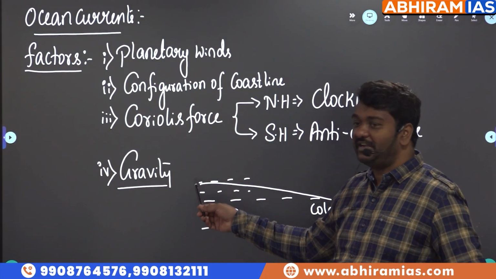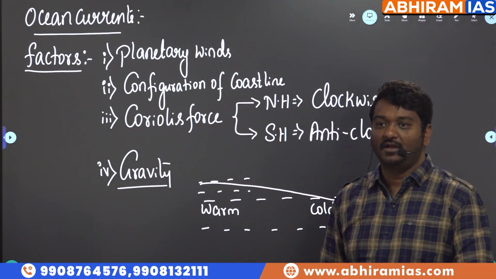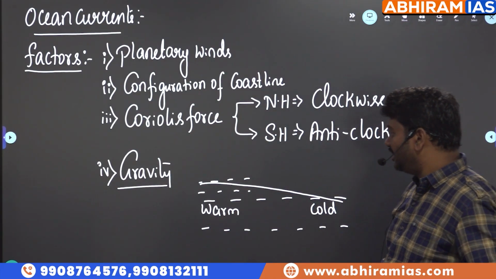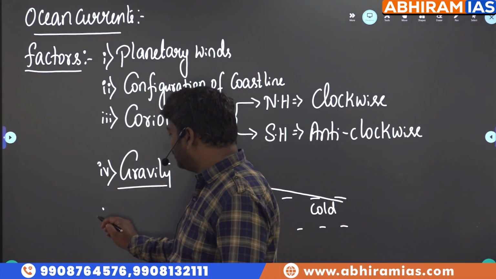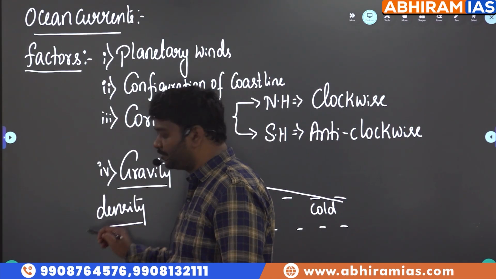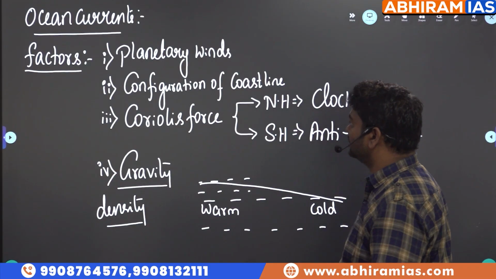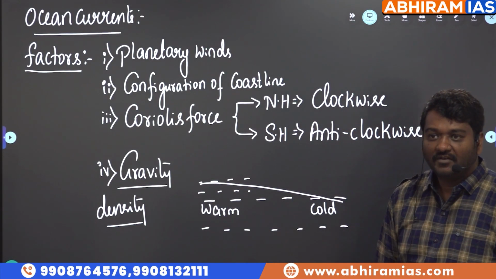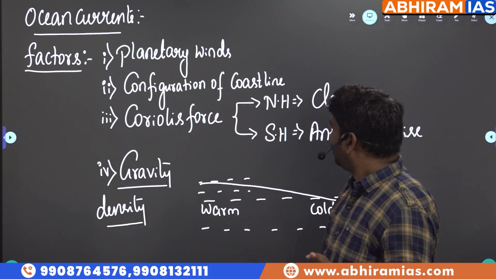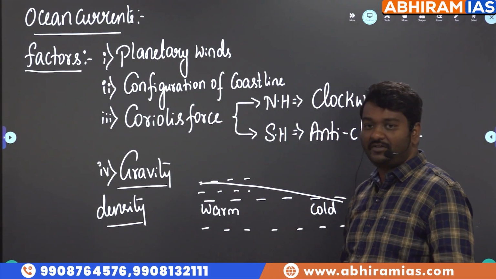Because of that, gravity is an important factor. This factor is mentioned in the NCERT book. Okay, so that's why it's very, very essential. Why gravity? Remember, they use the term density difference. Why gravity? Because there will be a density difference. You get the four factors, guys. Which are the four factors? Planetary winds, configuration of coastline, Coriolis force, gravity.